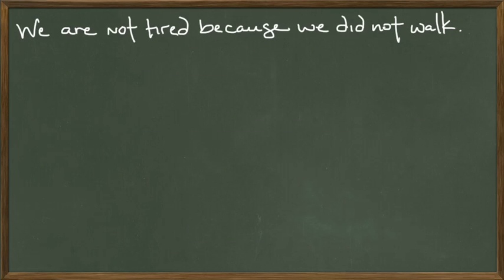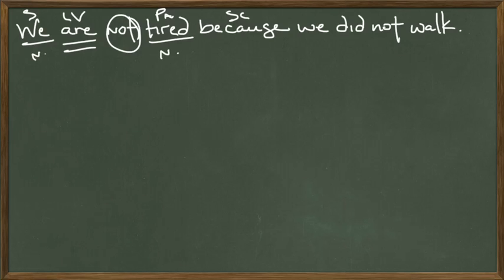We are not tired because we did not walk. We, subject of the sentence, nominative case, we what? We are not tired. That's not a verb phrase. Tired is an adjective that follows a linking verb and it describes the subject we. So tired is a predicate adjective and goes into the nominative case. Because is a subordinating conjunction. Why aren't we tired? This adverbial clause answers the question why.